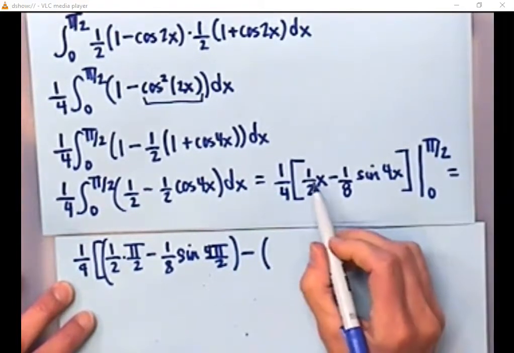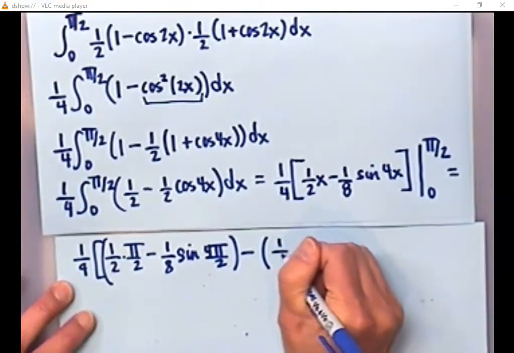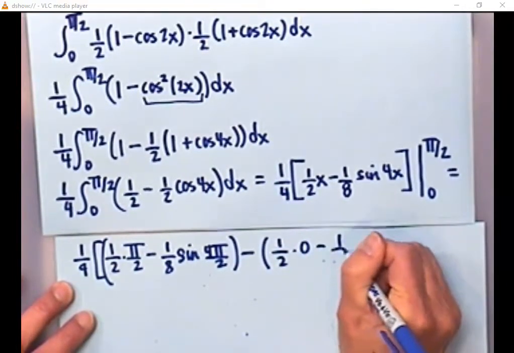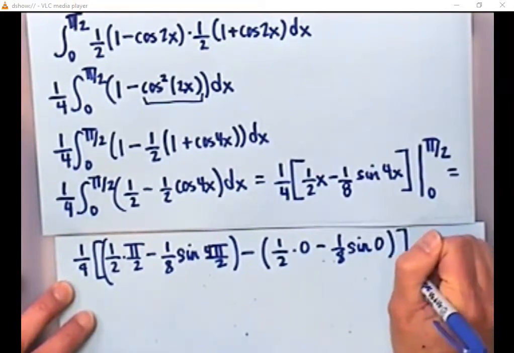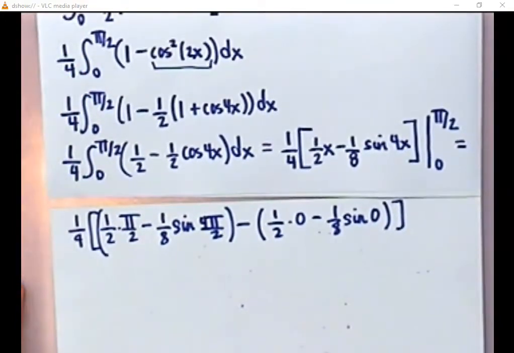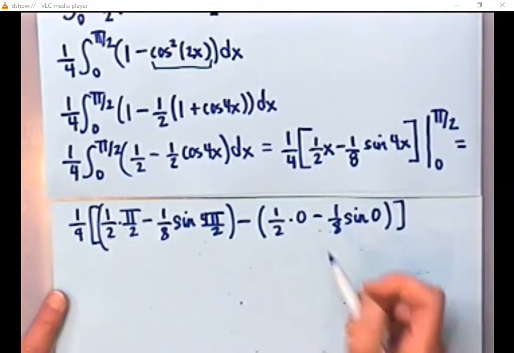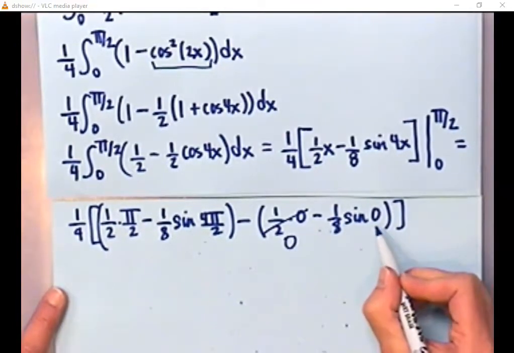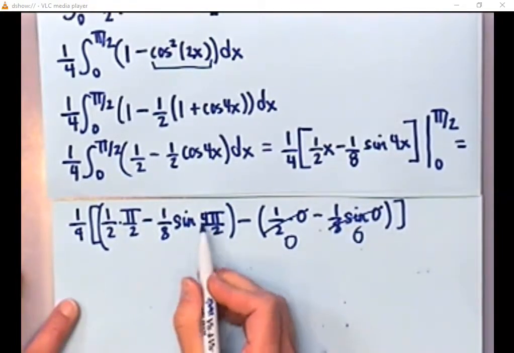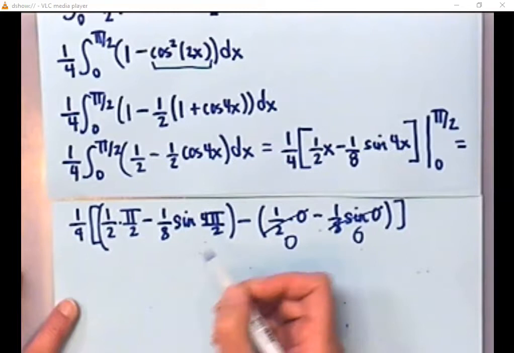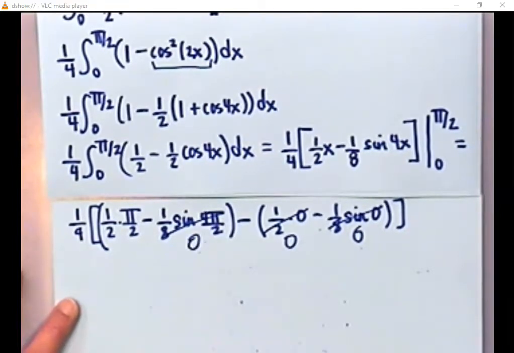Minus 0. I like that. 1/2 times 0 is just 0. And the 1/8 sine of 4 times 0 is also 0, right? So this is 0. What's the sine at 0? 0. What's the sine here? This reduces to 2 pi. What's the sine at 2 pi? Also 0. So we really just have this first term.